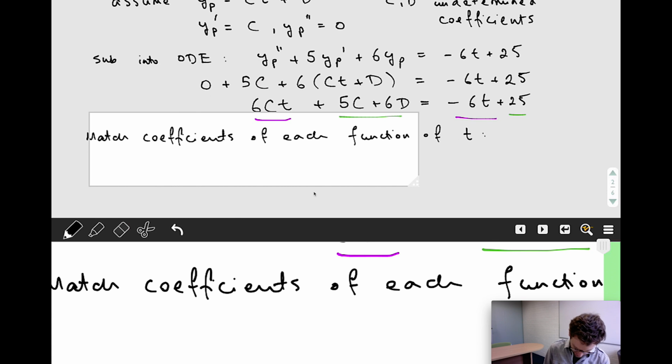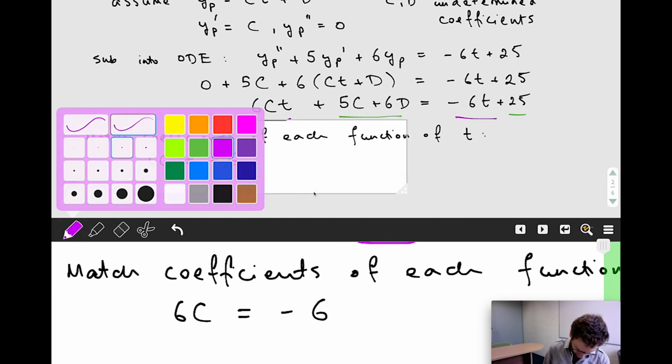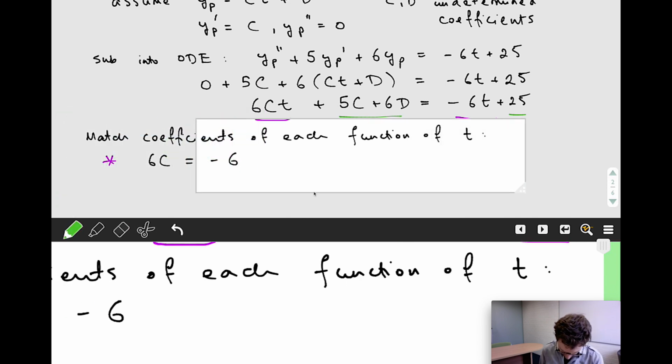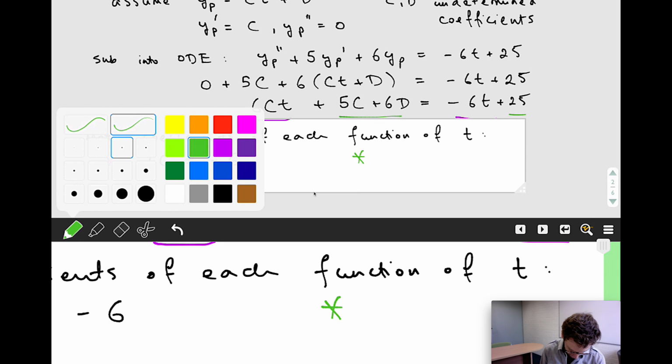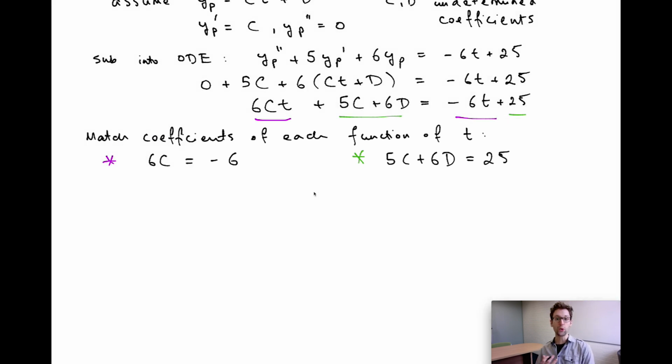So if I match the purple terms, I have to have that 6c is equal to minus 6. And if I match the green terms, you see that I get 5c plus 6d is equal to 25. So I've got two equations for two unknowns, c and d. I can solve these simultaneously to figure out what those two coefficients are.